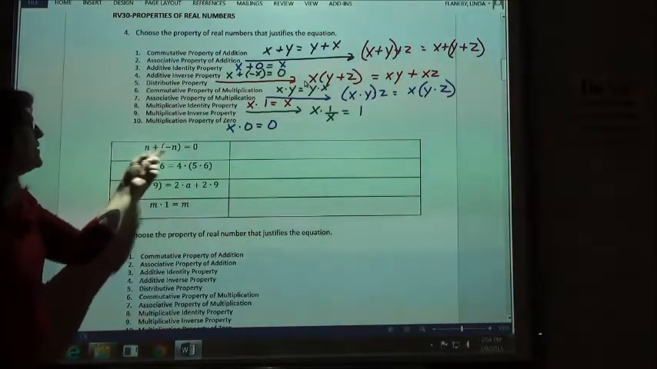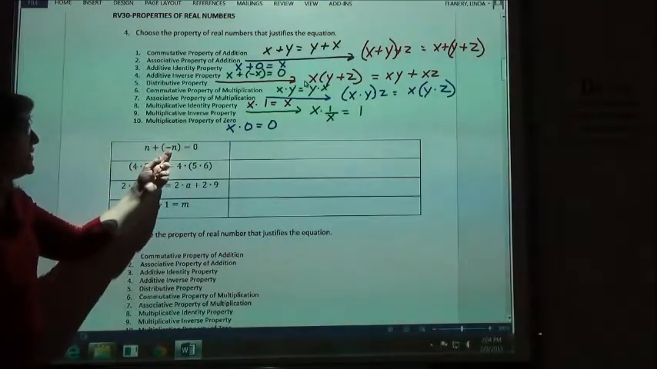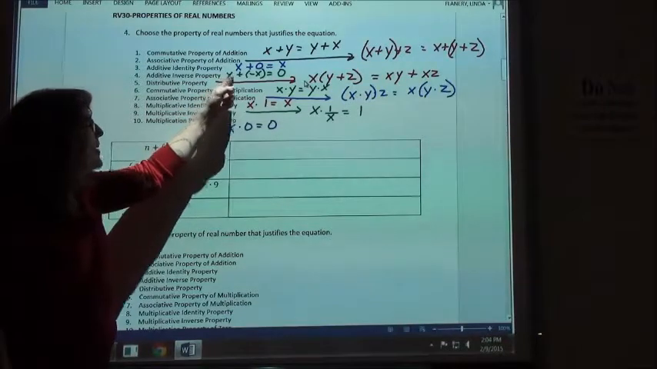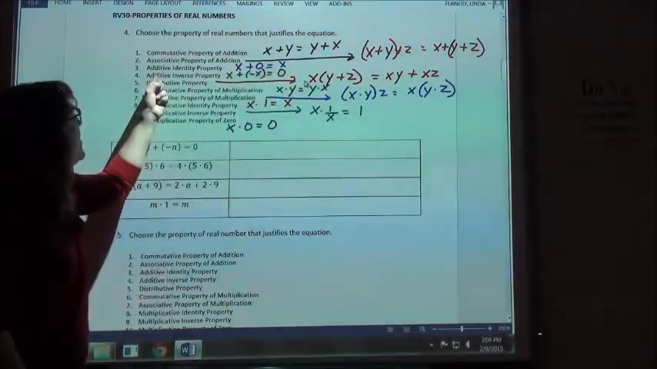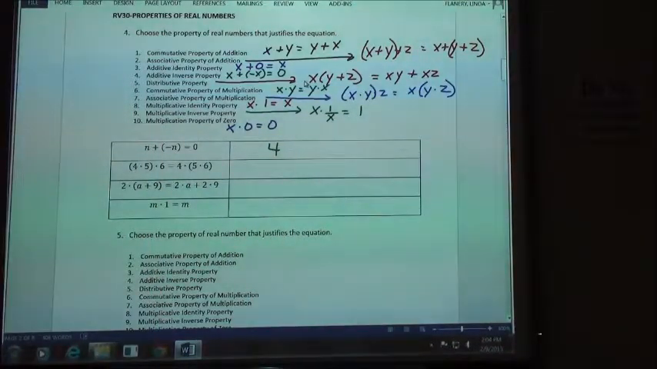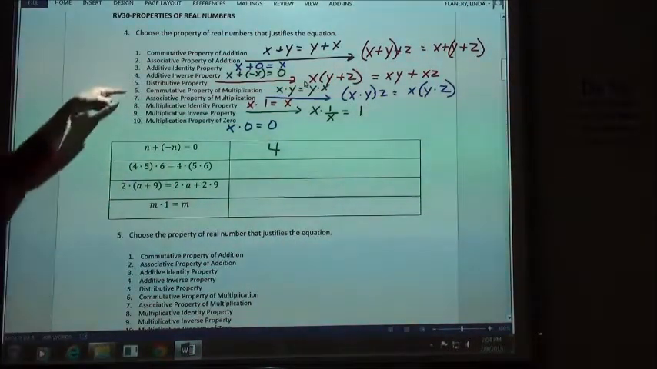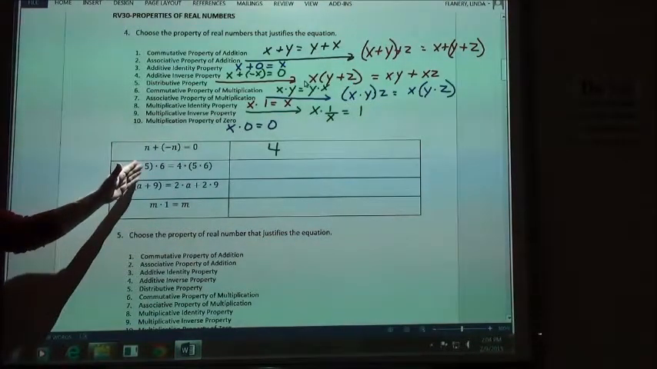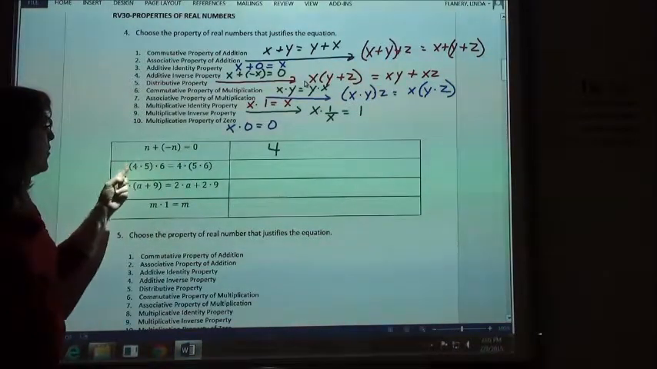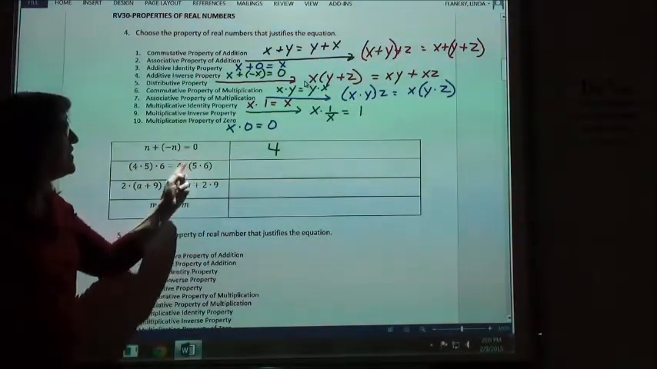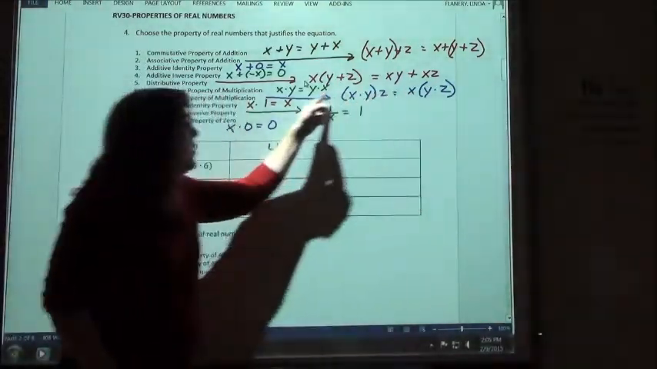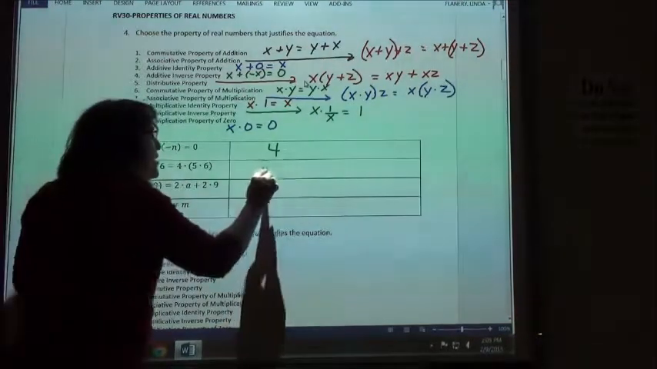Here I'm doing adding and subtracting. I'm adding opposites. N plus a negative n equals 0. Looks like this one. X plus negative x equals 0. That's my additive inverse. I'm just going to write a 4 in there. The next one, I'm multiplying, so I know it's 6 through 10. 4 times 5 times 6. 4 times 5 times 6. Here the parentheses are around the 4 and the 5. Here it's around the 5 and the 6. I've moved my parentheses. That's this property here, the associative property of multiplication.